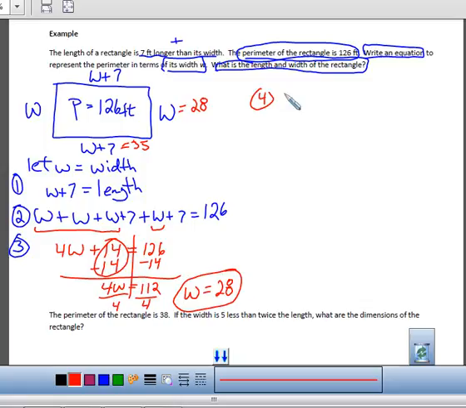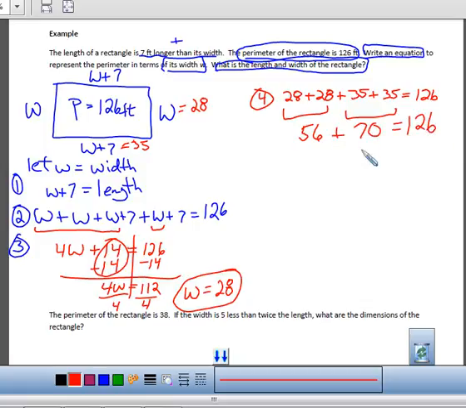So, my widths are 28, so 28 plus 28. My lengths are 35. 35 plus 35 equals 126. Add them together, I get 56 plus 70 equals 126. And that does equal 126. So it checks beautifully. Step 5, what is the length and width of the rectangle?